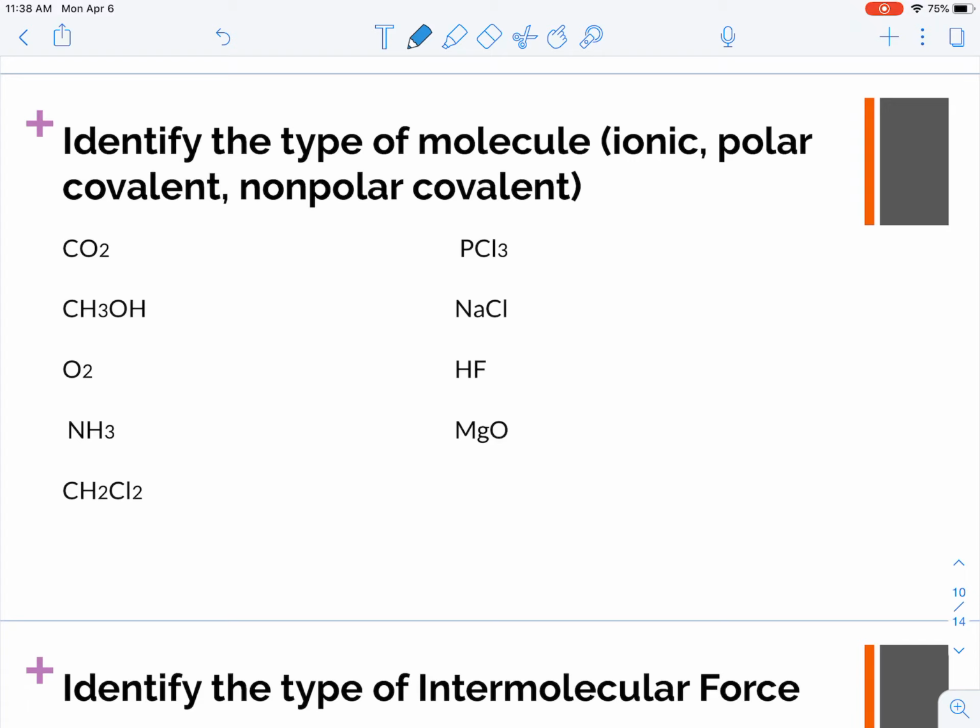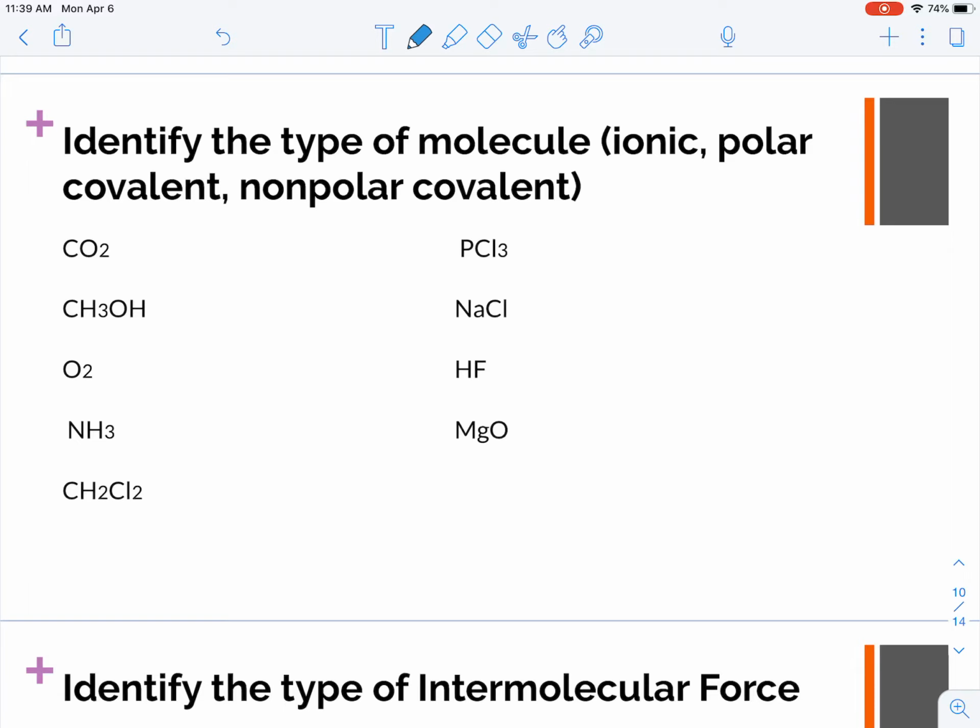You guys know that ionic compounds form between metals and nonmetals. You know that covalent are between nonmetals, but you know that not all nonmetals have the same electronegativity. So sometimes we have polar covalent molecules, other times nonpolar covalent molecules. So really, you kind of have to think back to Unit 12 where we looked at the shape of molecules and identified electronegativity differences to determine polarity. So this is all coming back to play here, and we're going to go ahead and classify these molecules.